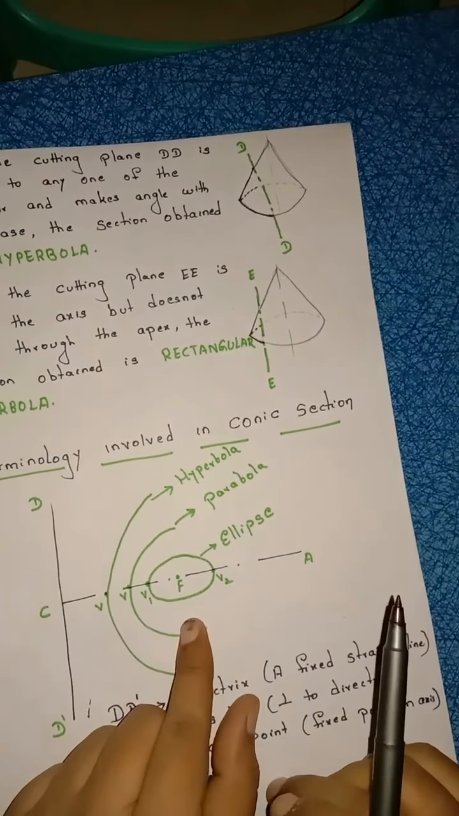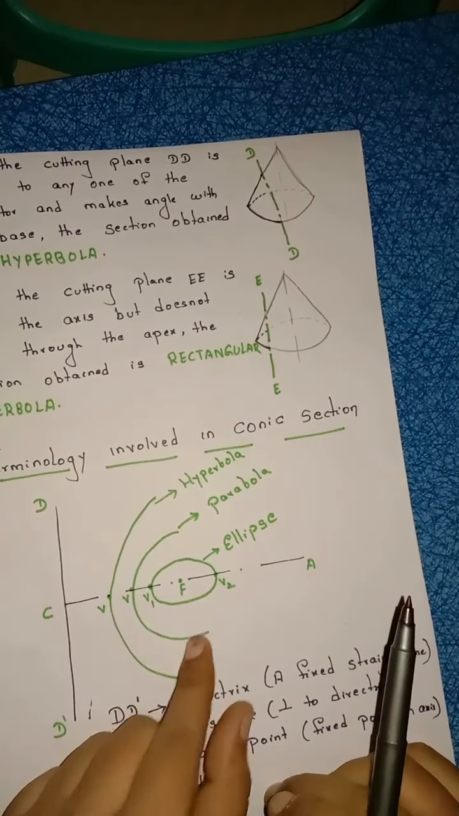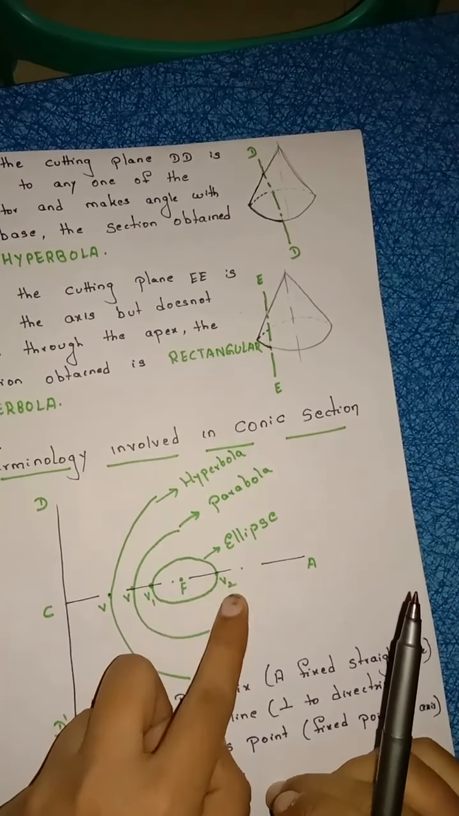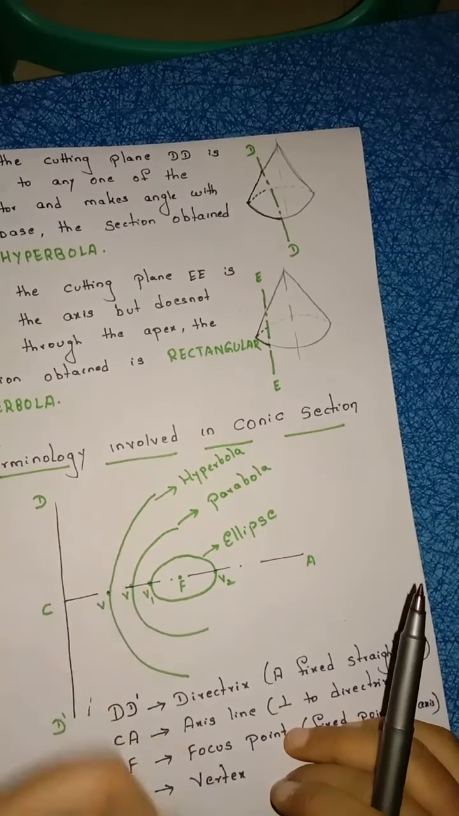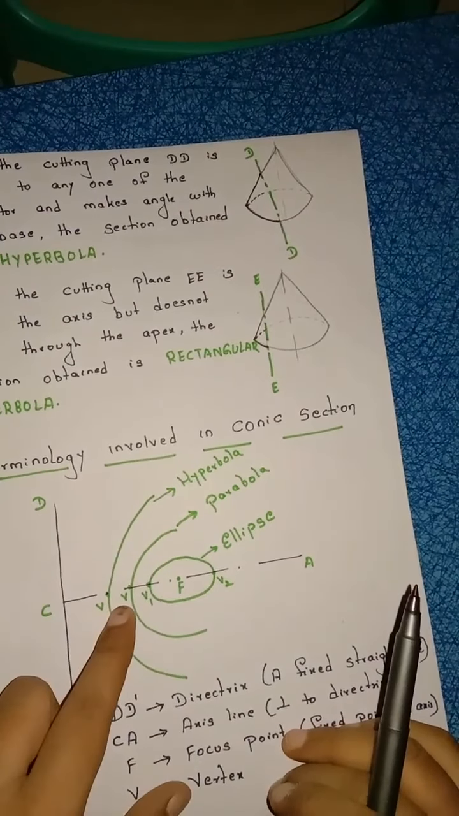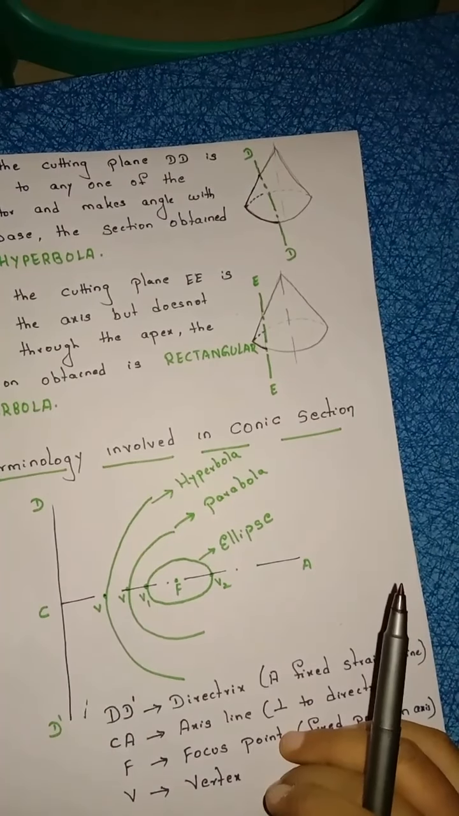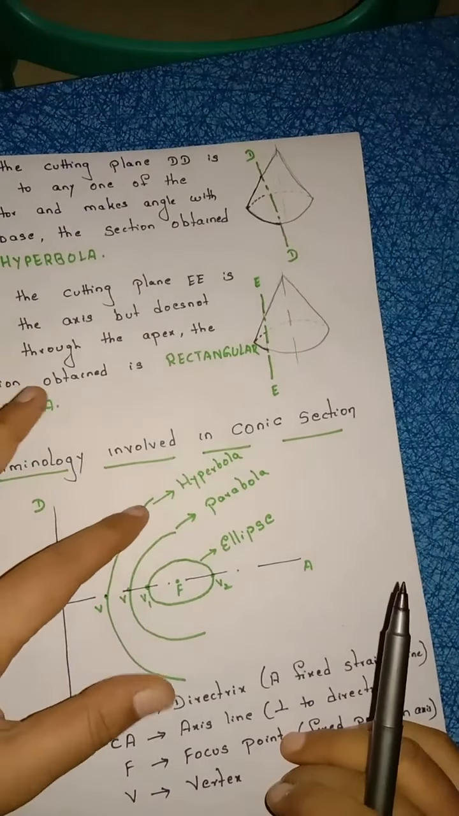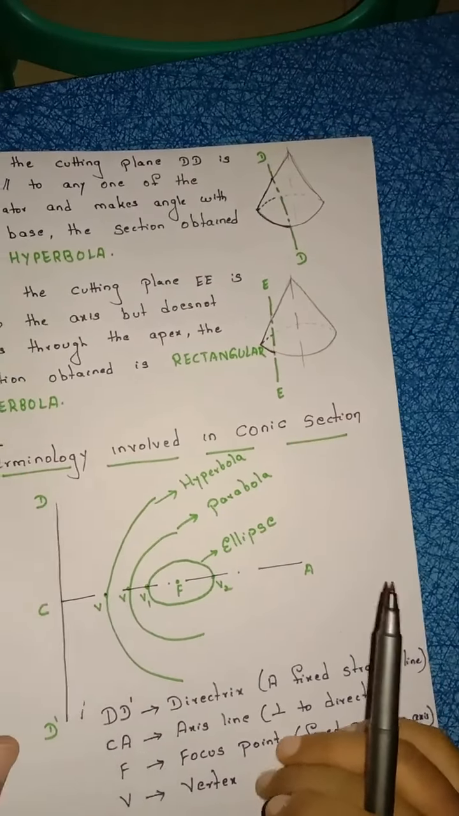Ellipse is a closed curve, having a starting vertex V1 and an ending vertex V2. Parabola and hyperbola are open curves having only one vertex V. They never end, they never close. Hyperbola has more width when compared to parabola, right?